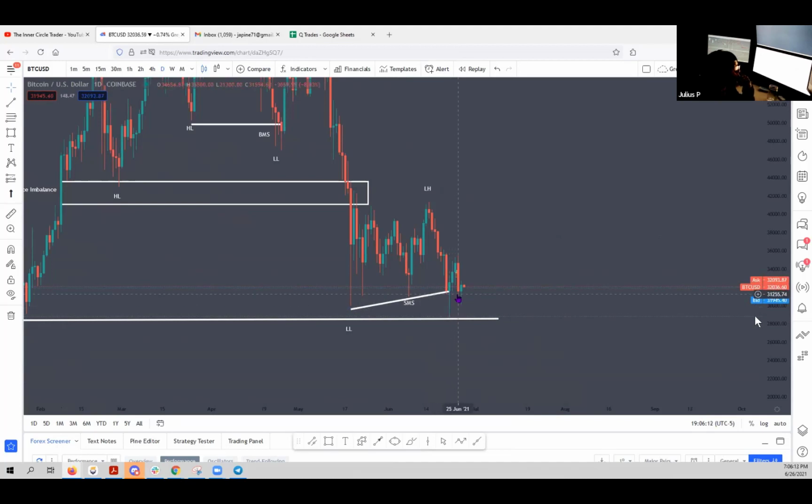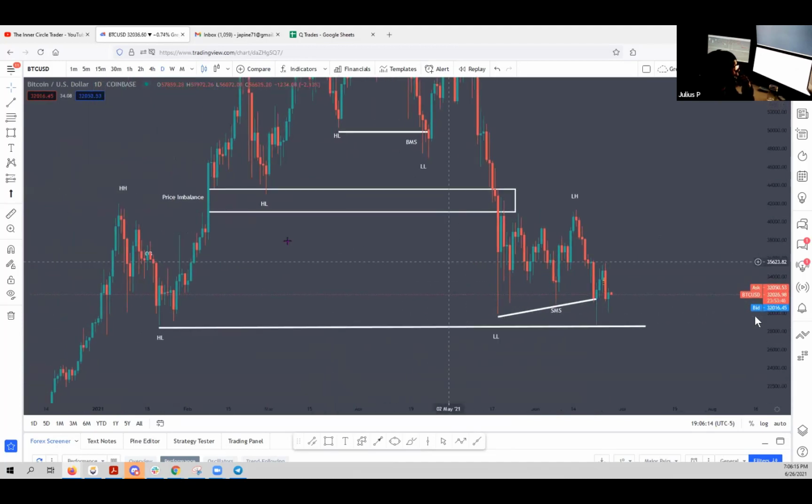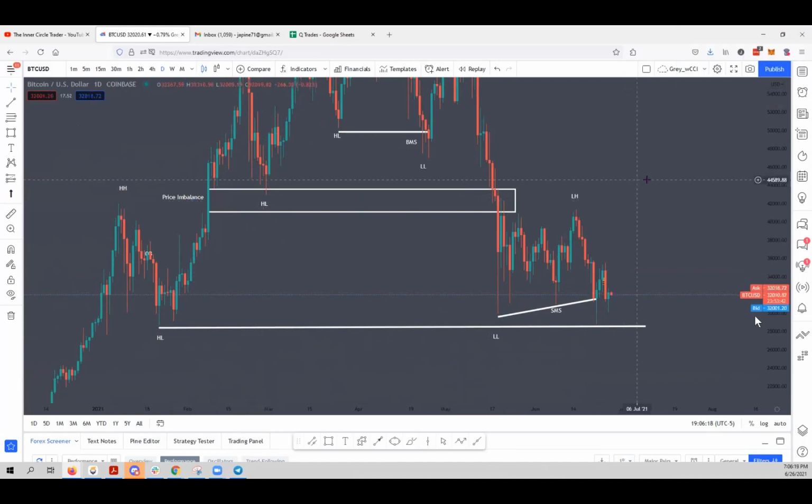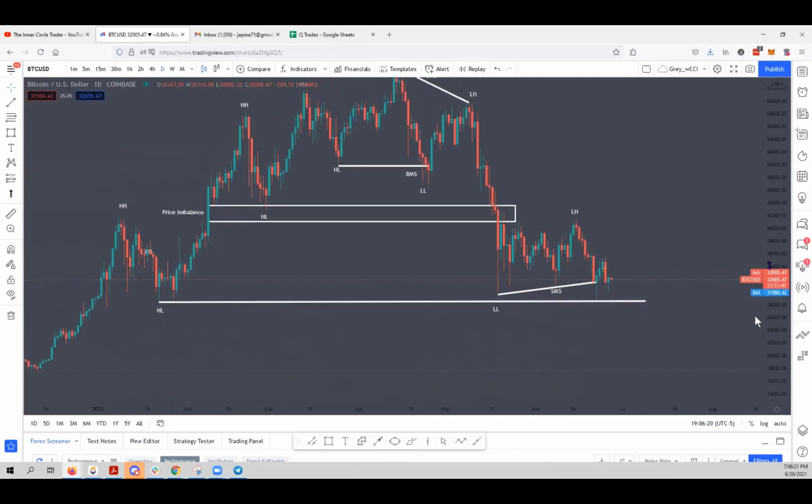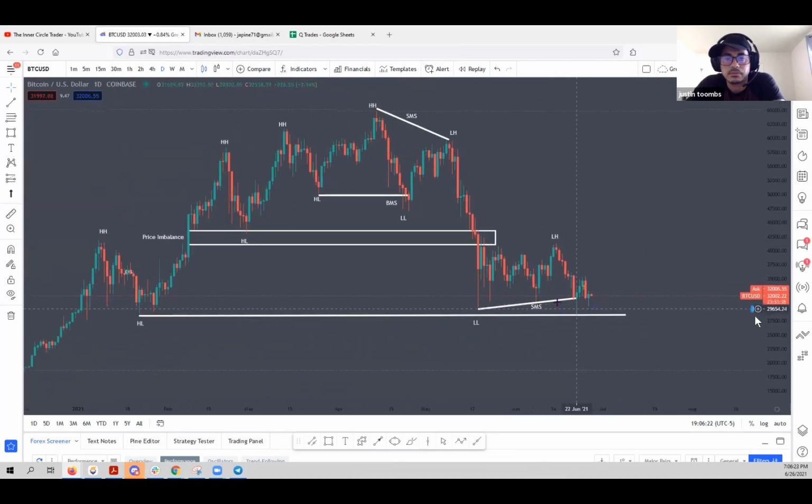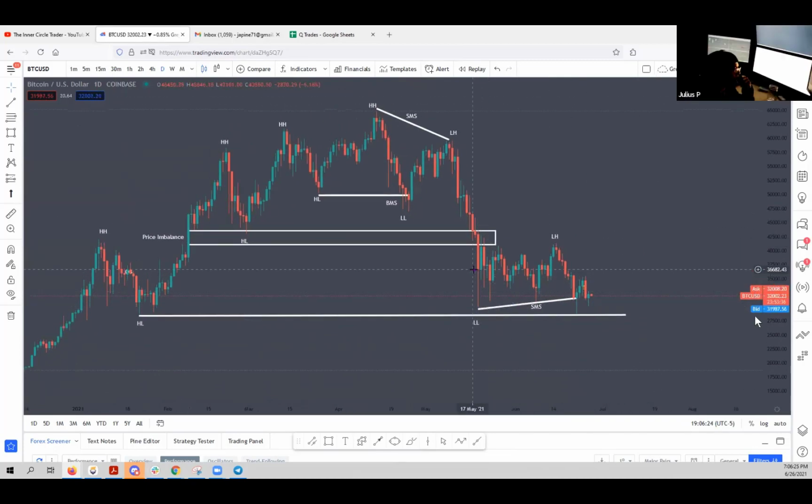So now that I've told you this is a price imbalance, what happens during a price imbalance? The market will return to it, it'll get filled eventually. Yeah, because it seeks efficiency. The market seeks efficiency. Look at this long wick. That's your price imbalance. Someone said, "Oh, that's a stop hunt."